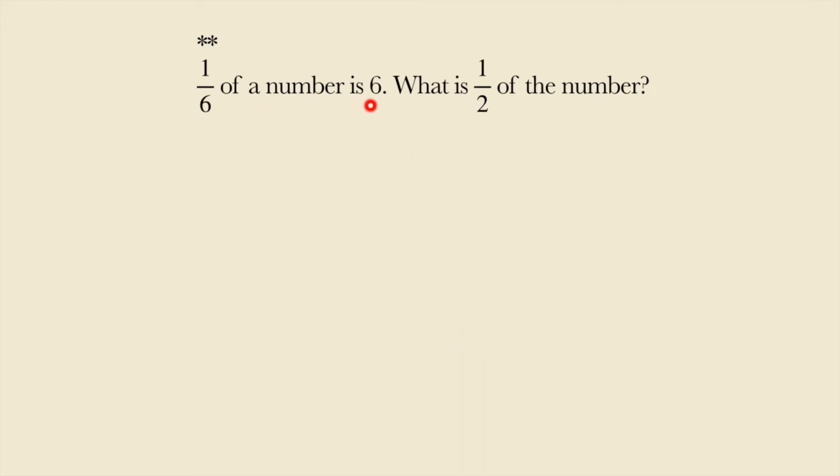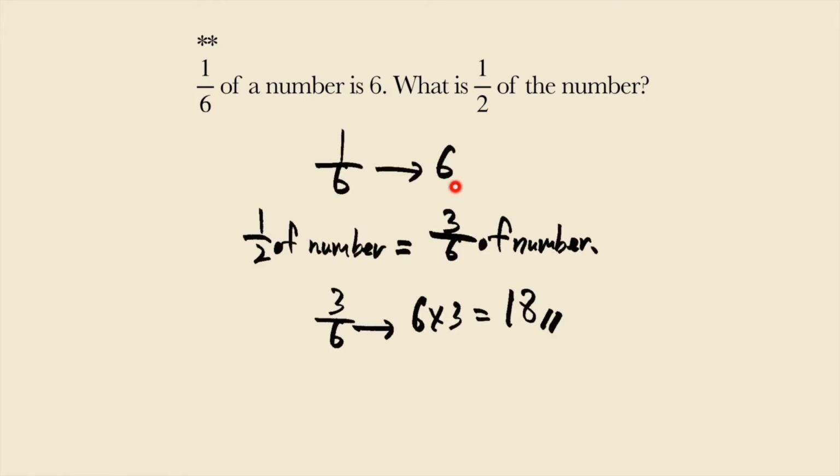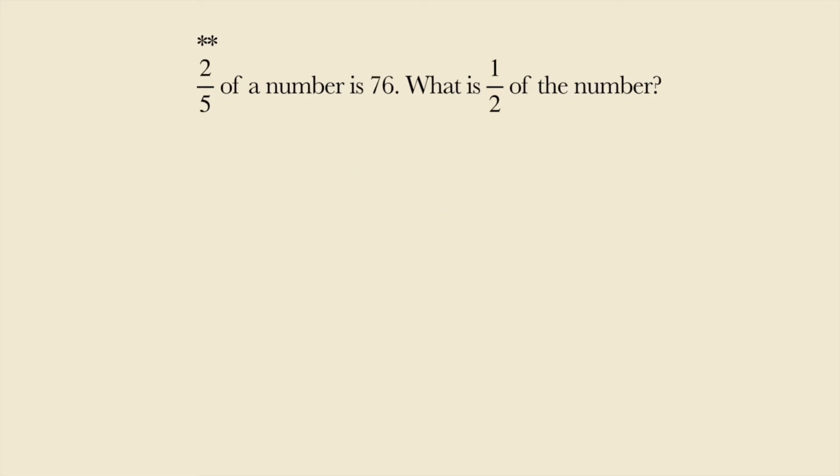1/6 of a number is 6. What is half of the number? Okay, so 1/6 of a number is 6. Now half of a number is also known as 3 over 6. Notice the pattern here. I'm working with identical denominators. So I don't want to work with 6 and 2. How about work with 6? Turn this into 3 over 6. So if 1 over 6 is 6, and the question is asking for 3 over 6, we'll just take 6 times 3. That's 18.